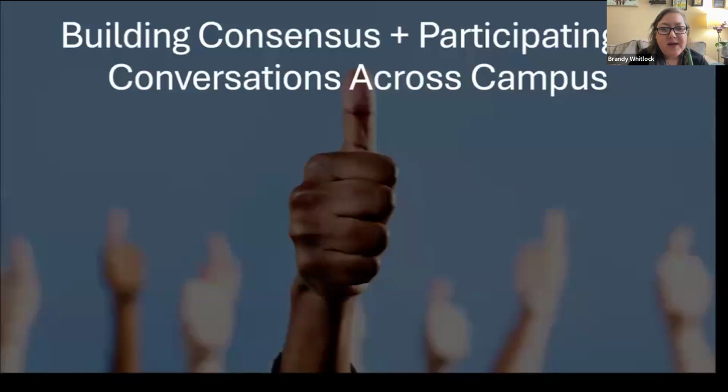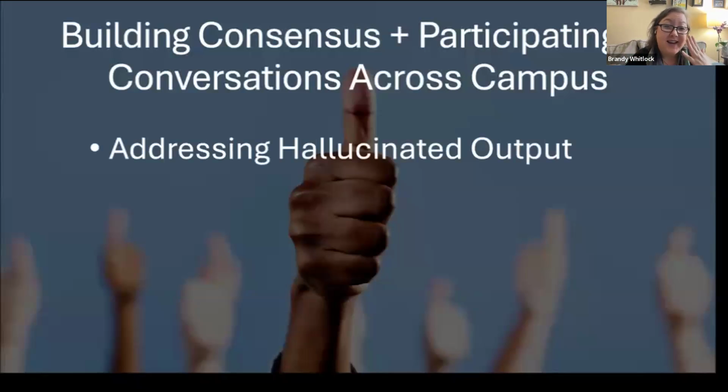So we have some, I think, concerns that we don't have consensus around yet. And so I'm hoping that we can maybe think about some ways to build consensus and to help us participate in conversations around campus that have to do with things like addressing the hallucinated output. I think it's so important that students understand why this is happening, when it happens, what to do about it.